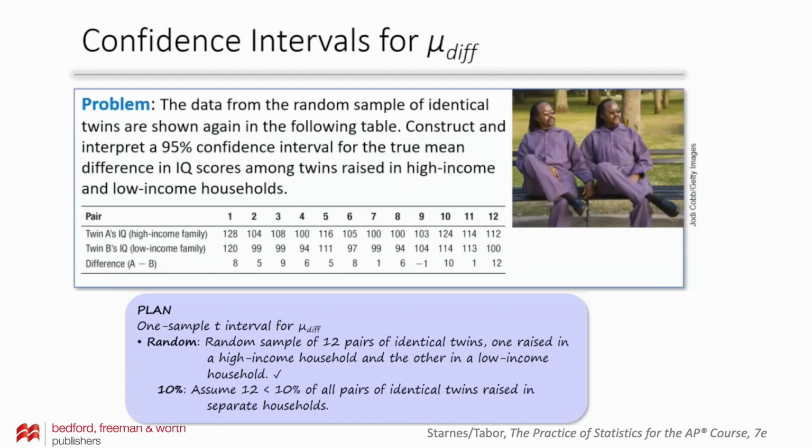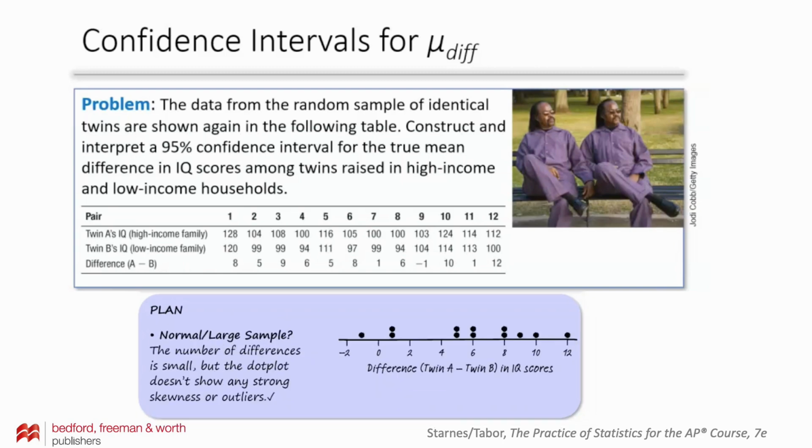Now that's kind of sad because the twins should stay together, but in this study, we're going to assume that to be true here. Then the normal sample: notice that 12 is not greater than 30. So we're going to go ahead and do our dot plot for the difference from twin A and twin B. So we plot this difference, and notice that the number of differences is small, but the dot plot doesn't show any strong skewness or outliers. So all three conditions have been met here.